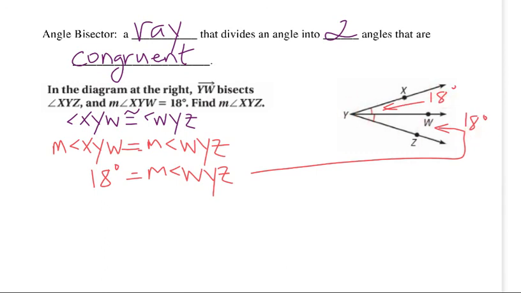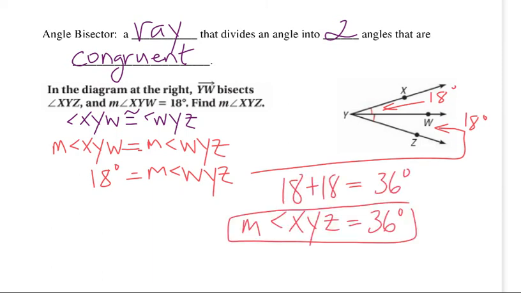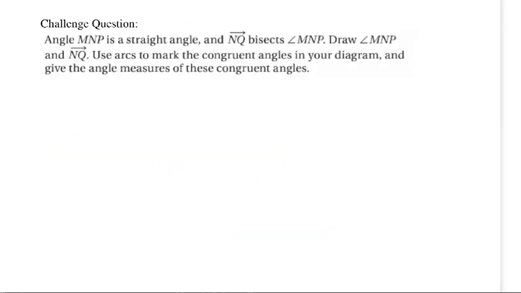All right, here's a challenge question that I would like you to try to draw before you come to class tomorrow. You have a straight angle, and you also have NQ, so notice that point N is the same, so they share that point. The ray NQ bisects the angle MNP. I want you to draw the angle NMP and the ray NQ that goes through it. And because it bisects it, and you know that it was originally a straight angle, I want you to first mark the arcs that show that they're congruent to each other.